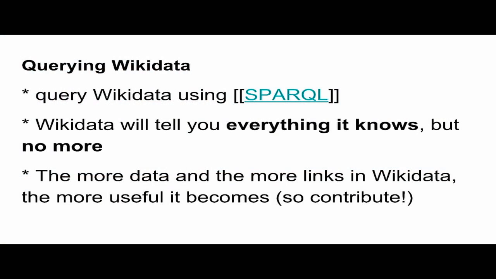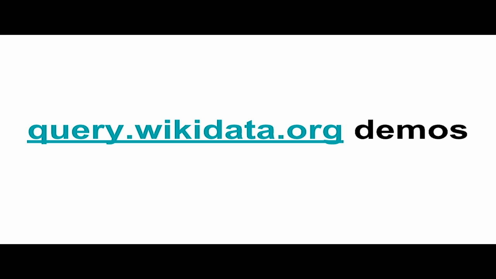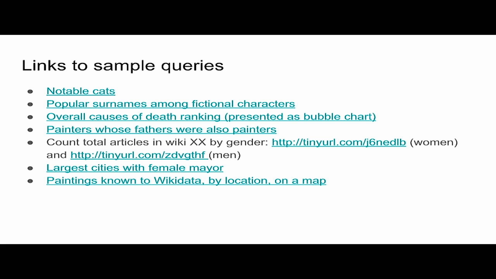So the results of a Wikidata query are never the definitive sets. What you can say about a Wikidata query is, here are some Flemish painters who are sons of painters. Here are some cities with female mayors. Whatever it is you're querying about is never guaranteed to be complete, because Wikidata, like Wikipedia, is a work in progress. And of course, the more we teach Wikidata, the more useful it becomes. Okay, so let's go and see those queries.